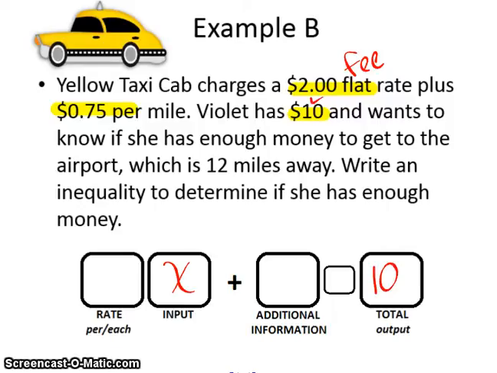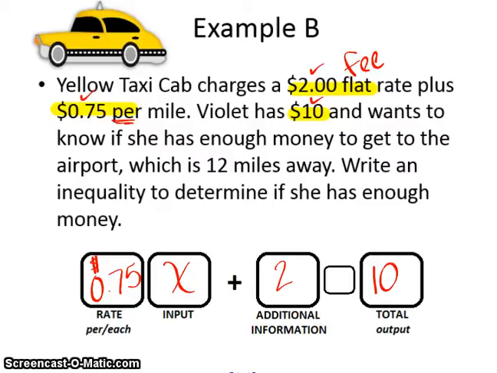Then I want to find the word per or each, which is right there, and it's 75 cents. So I'm going to put 75 cents here. So I've used 10, I've used 75 cents, and my additional information is the $2 flat rate, or the $2 fee. All I'm left with is the inequality.